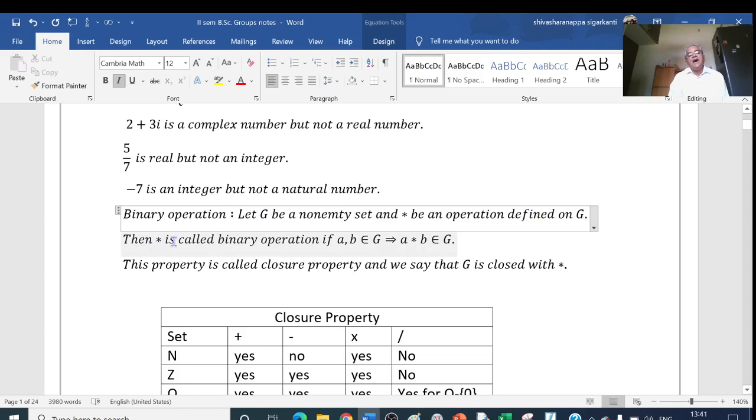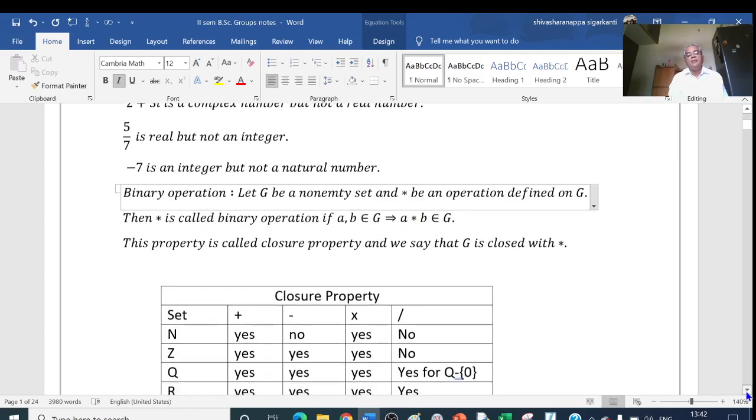Then we say that star is a binary operation if a, b belongs to G implies a star b belongs to G. Then we say that star is a binary operation, and that G is closed with respect to the operation star, or that the closure law is satisfied. This law is known as the closure law or closure property.